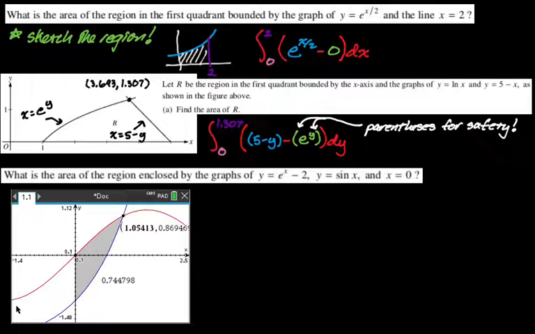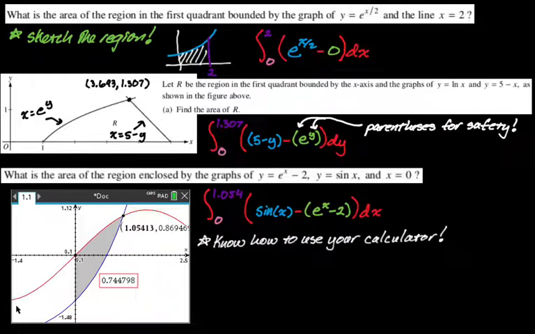But we're going to go from left to right, which is 0 to 1.054, and then top take away bottom. So the top curve is sine, the bottom curve is the quantity e to the x minus 2. Those parentheses are crucial. If you don't have them, you will definitely get the problem wrong. So watch out for that. And it'll be one of the multiple choice options because they know that you do it. So that's even worse. So our answer here is 0.744798, 3 decimals, 0.745. Make sure you know how to use your calculator. It's going to save you a ton of time mostly.